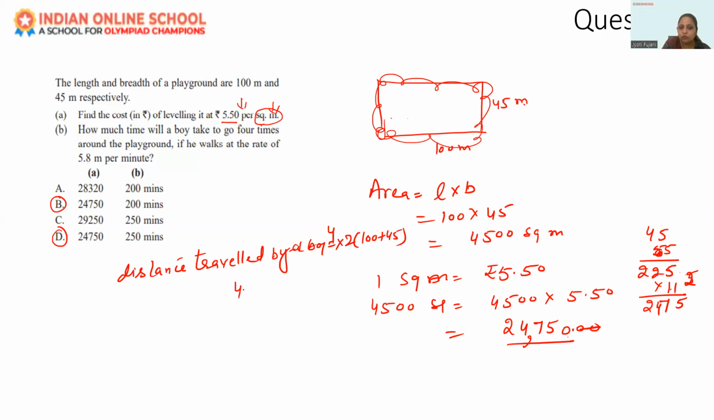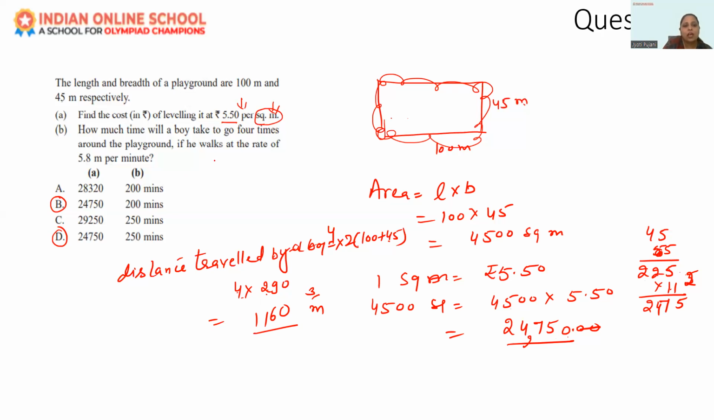So 4 into 145 multiplied with 2. 145 multiplied with 2 is 290. Yes, 290. 4 9s are 36, 3, and 4 2s are 8, and 3 is 11. Correct. 1160 meter will be the distance which he has to travel.